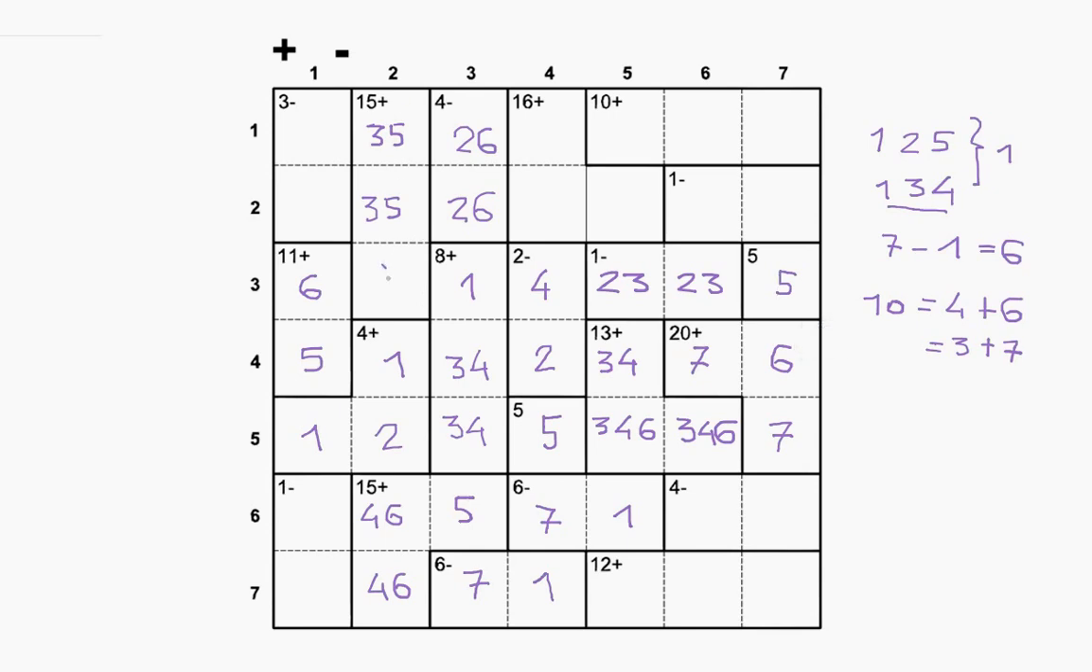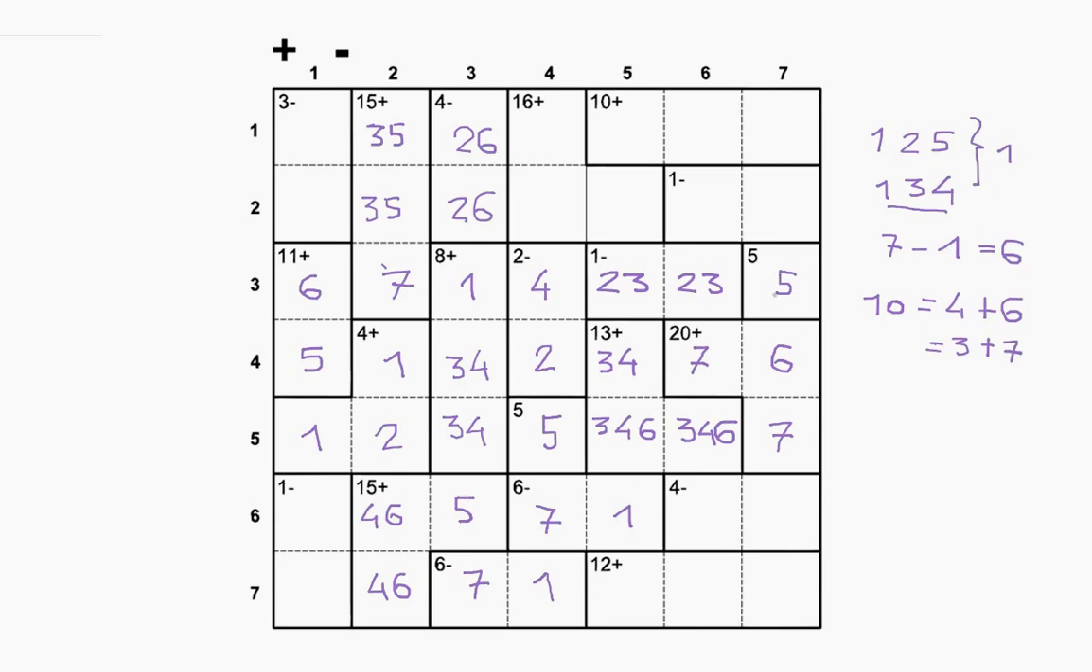Now here is a number 7. What now? Now here in row number 6 there are a couple of numbers, and let's have a look what could be in these two rows, in these two cells.